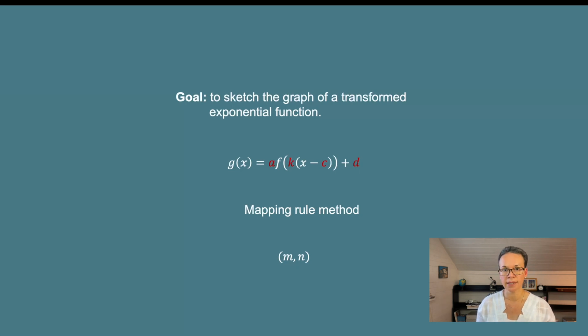Our goal in this lesson is to sketch the graph of an exponential function that has been transformed. I will show you two ways to sketch transformations. The first way will be the mapping rule method. With this method, we must take a point (m, n) on the parent function, and we must identify the parameters involved in the transformation. In this general form, I have all four parameters. They are highlighted in red: a, k, c, and d.